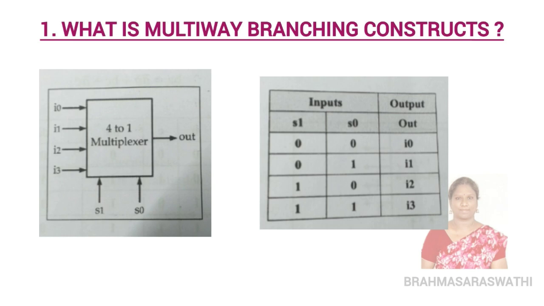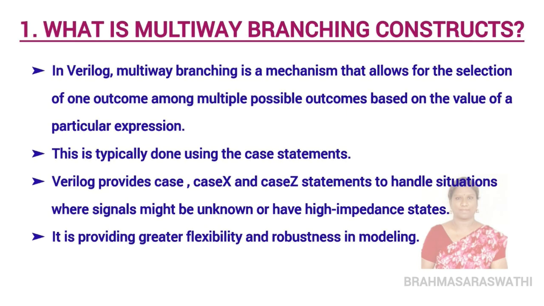The output has 4 possible conditions I0, I1, I2, I3 based on certain selecting inputs. You have to select only one output at a time out of these 4 possible conditions based on the selecting input expressions. This is called multiway branching construct. The next point is, this is typically done using the case statements. Multiway branching construct uses the case statements.